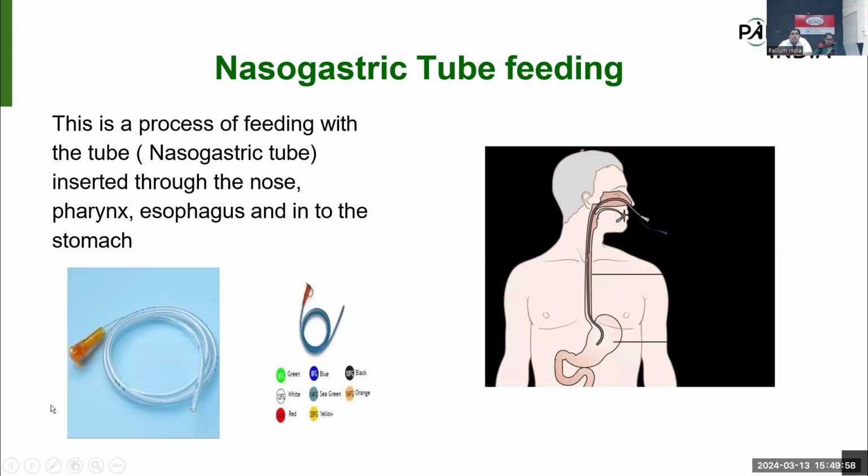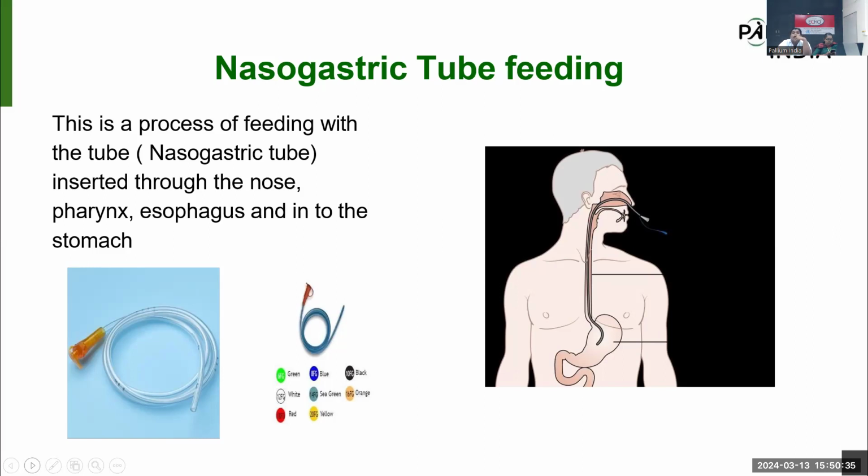Next one is nasogastric tube feeding. It's a process of feeding with a tube, that is a nasogastric tube inserted through the nose, pharynx, esophagus and into the stomach. There are various types of tubes according to the color code. Normally in our setting we use 14 and 16 sized NG tubes. How do you take the measurement of an NG tube while inserting it? Anybody?